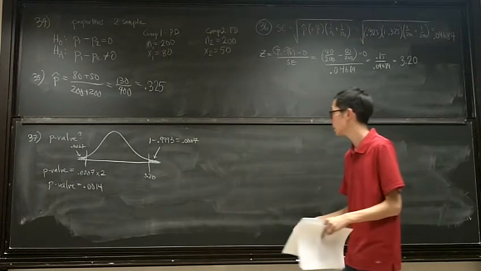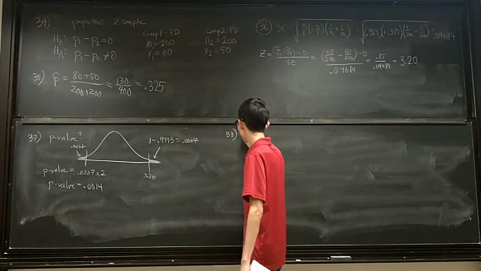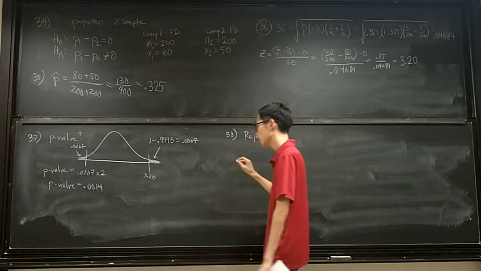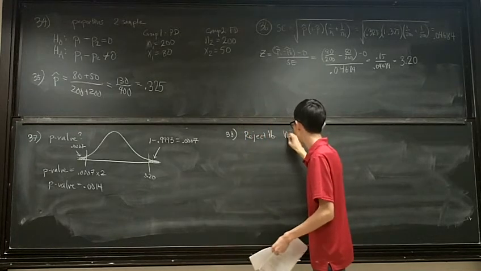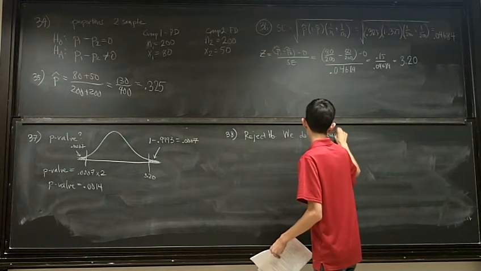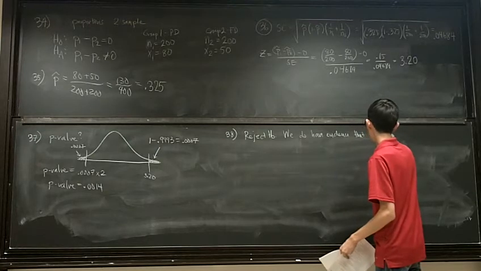So if this is our p-value, our conclusion is to reject the null hypothesis because our p-value is less than alpha, and that means we do have evidence that the proportion of minorities is different.